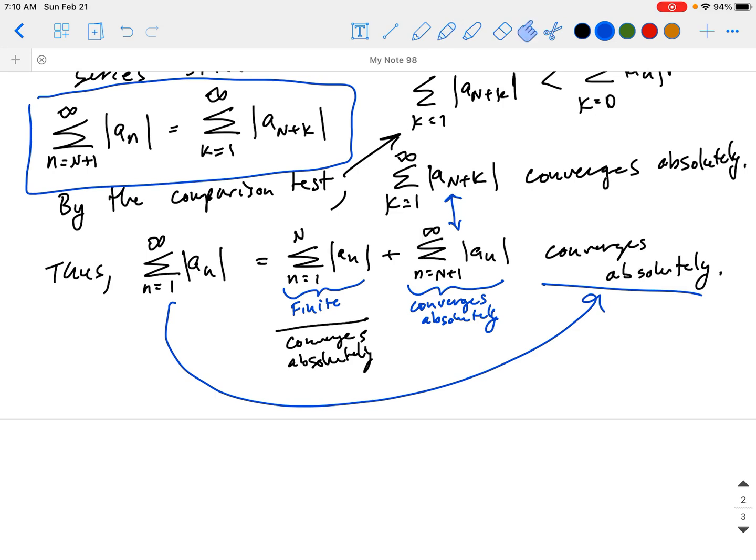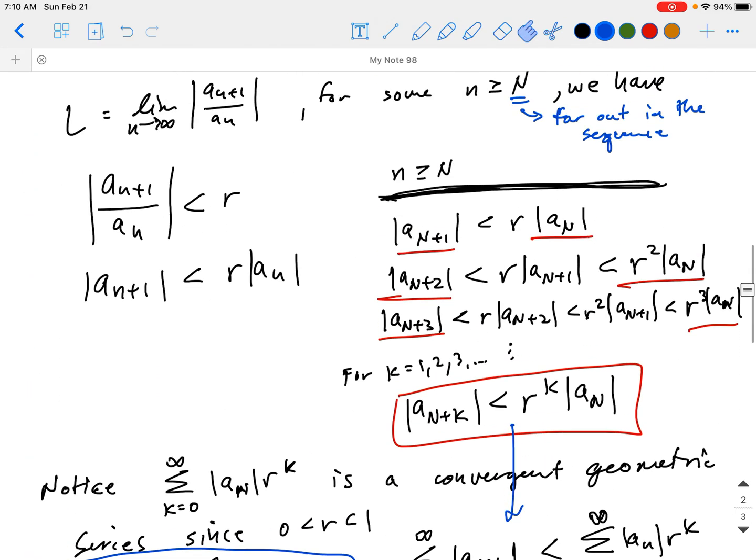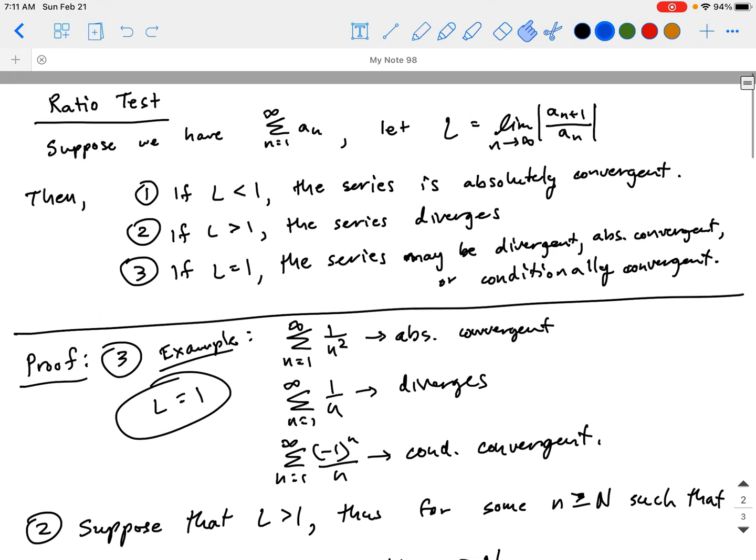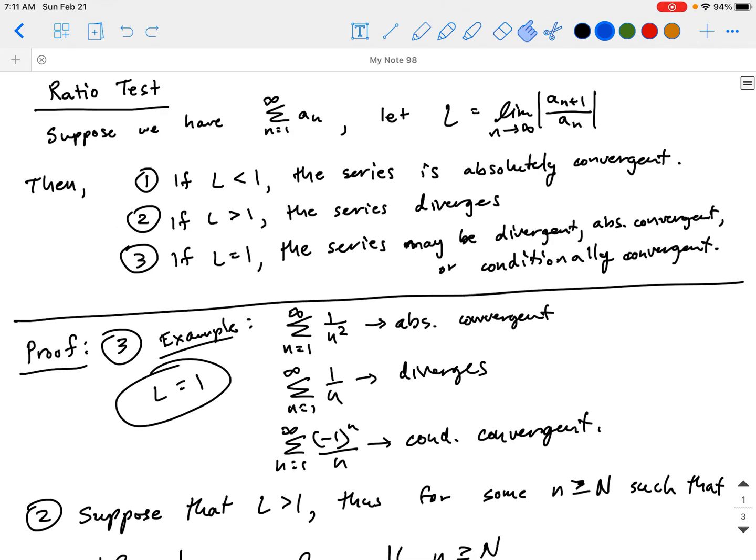So a little bit of construction was required for this. We had to set up this inequality argument, but it's pretty straightforward. And what this guarantees is that our ratio test will be true for these three conditions. If L is less than 1, the series will converge absolutely. If L is greater than 1, the series will diverge. And if L is equal to 1, it'll be inconclusive and we'll have to use a different test.